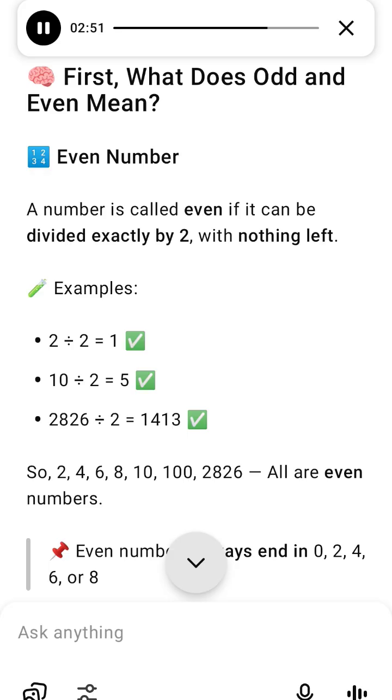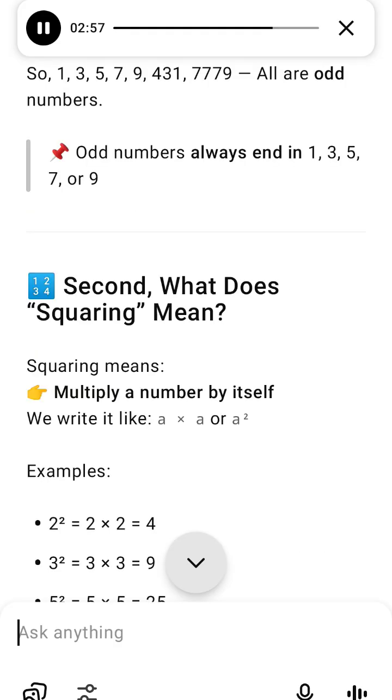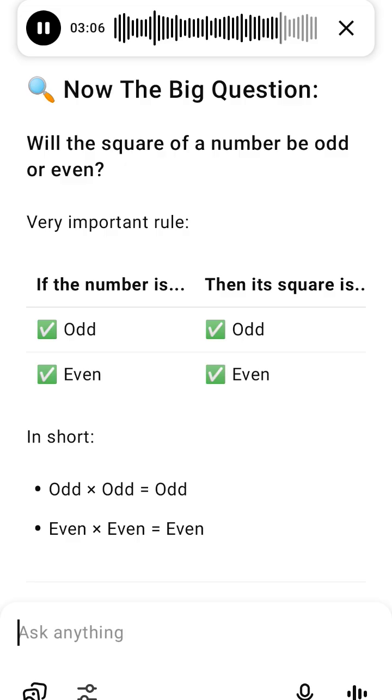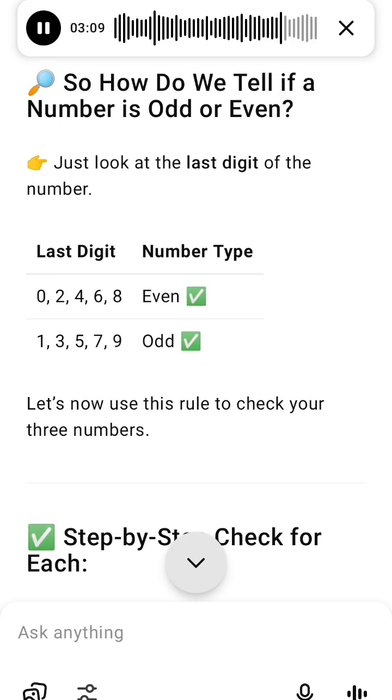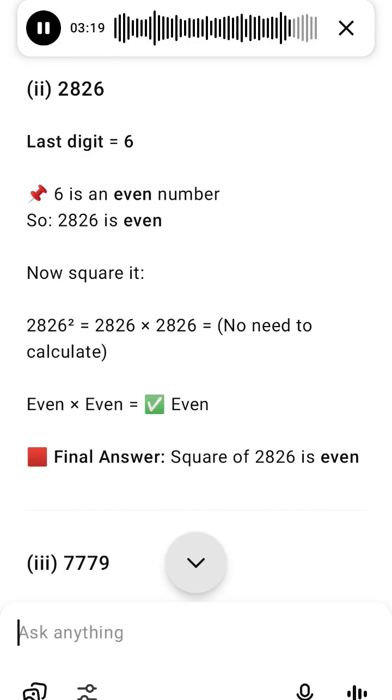Second, 2826, last digit equals 6. 6 is an even number. So 2826 is even. Now square 2826. No need to calculate. Even times even equals even. Final answer, the square of 2826 is even. Third, 7779, last digit equals 9. 9 is an odd number, so 7779 is odd. Now square it. 7779 squared equals 7779 times 7779, no need to calculate. Odd times odd equals odd. Final answer, the square of 7779 is odd.